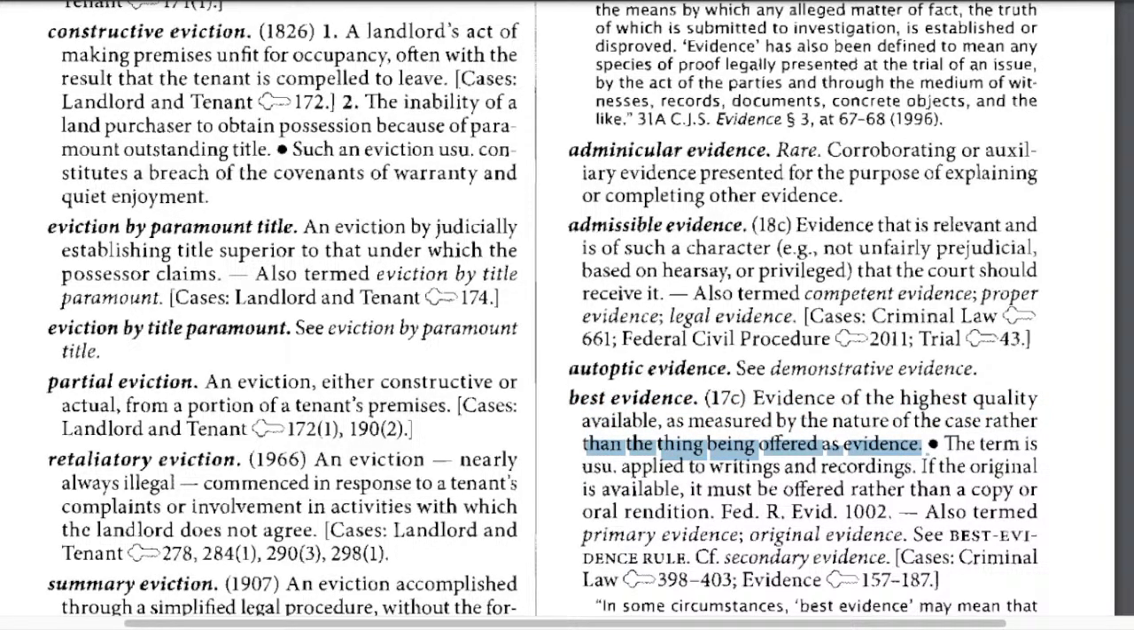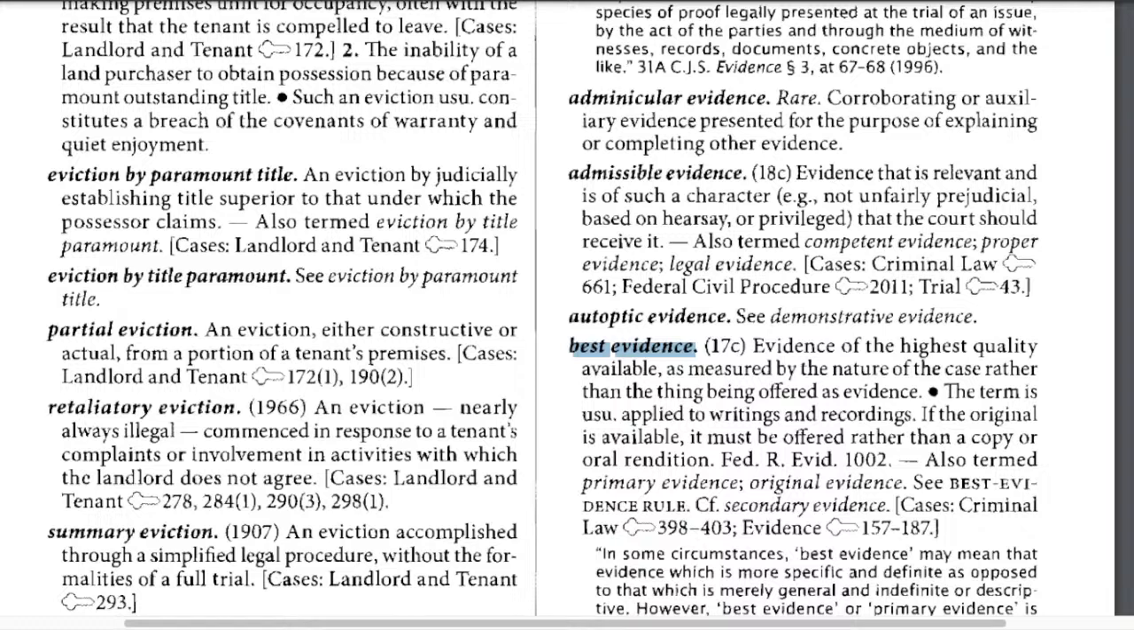So in other words, if it's something that has to do with a very high stakes asset, you would want to see the best evidence because of the nature of the case, rather than if it's just some petty little disagreement in small claims. It wouldn't necessarily be as important to have evidence of such a high quality, right? That's applied to writings and recordings. So if the original is available, it must be offered rather than a copy or oral rendition.